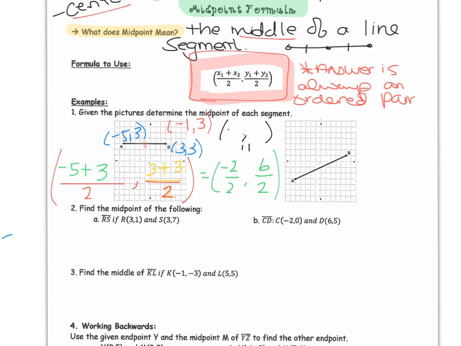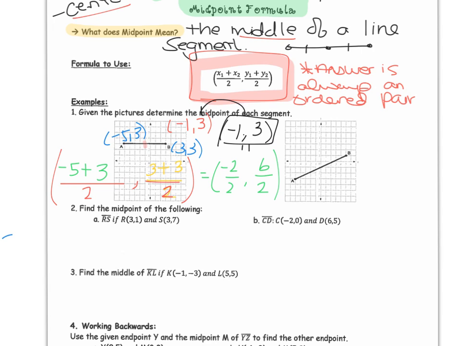-2 divided by 2 is -1. 6 divided by 2 is 3. Which, hey, I got my educated guess correctly. This picture was easier to find the midpoint because it was a straight line. It had a 0 slope. If I look at this line, finding the midpoint might be a little bit more challenging.